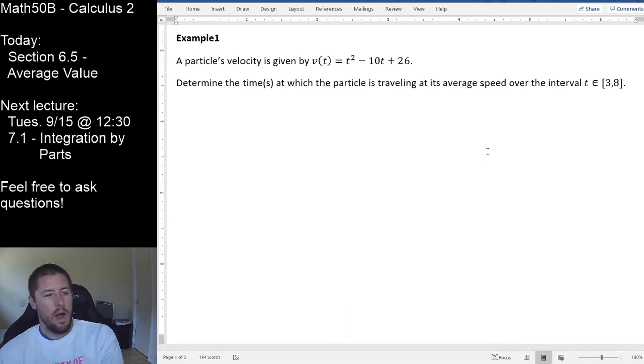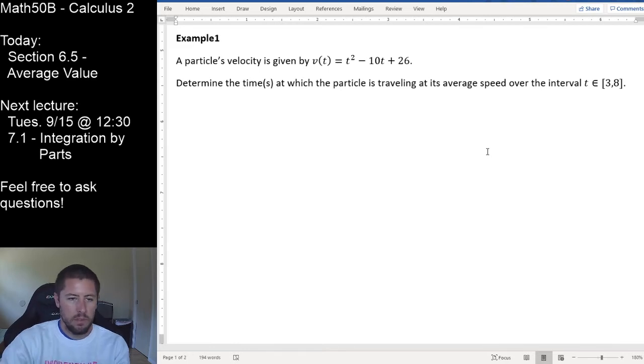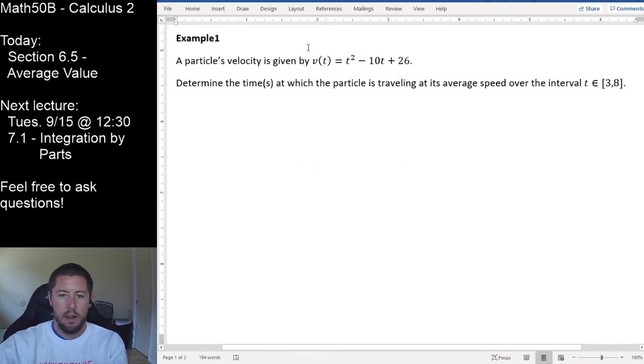So example 1, we're being given the velocity of a particle. What we want to do is determine what time the particle is traveling at its average speed. So we want to first determine what is the average speed of the particle over the interval 3 seconds to 8 seconds. Once we know what the average speed is, my next question is, when were we traveling at that speed? All right, so let's first get a visual sense of what we're looking for here.